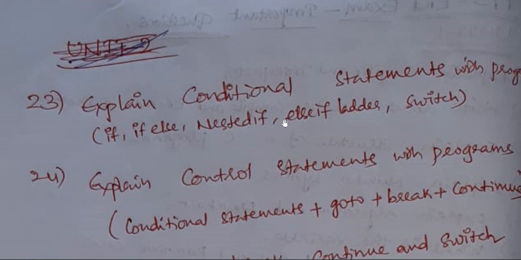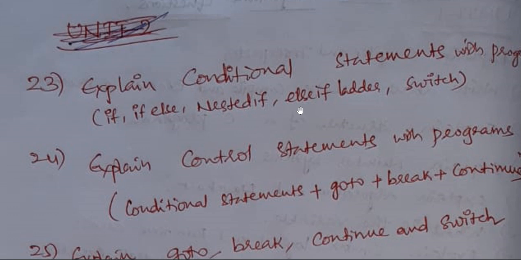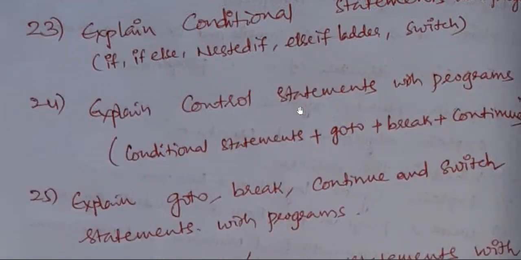Explain conditional statements with a program. Conditional statements are if else, nested if, else if ladder, switch. Okay, we should aware about the programs from these conditional statements. Next, explain control statements with programs.